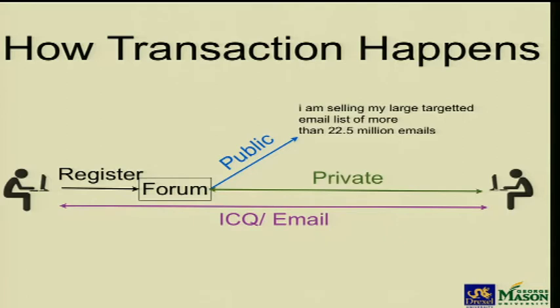So after the person publicly announced the thing that he wants to sell, people interested in buying them would contact the person via private messages, and they can do the whole transaction in the private messages inside the forum, or they can exchange ICQ and email addresses and then do the transaction outside the forum. So from here, you can see that the public messages are mostly for advertising what you want to buy or what you want to sell, and private messages are where most of the conversation and transaction happens.